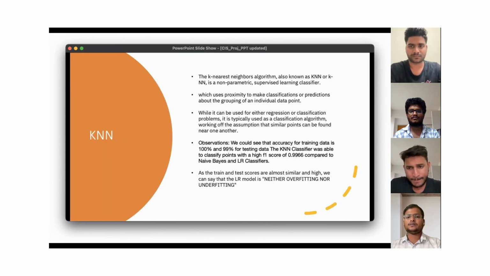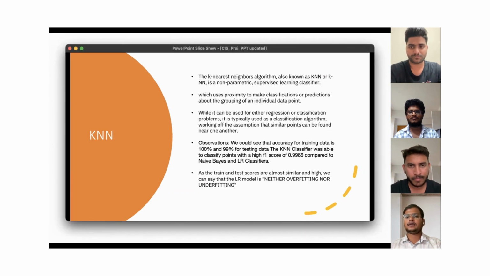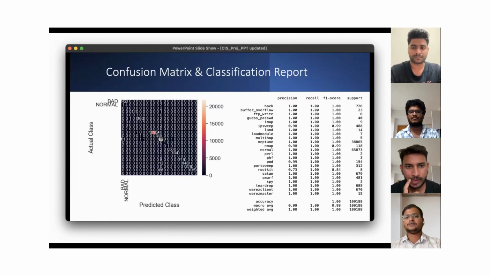And moving on to the next model, which is the KNN model. KNN, the k-nearest neighbor algorithm, is a non-parametric supervised learning classifier, which uses proximity to make classifications or predictions about the grouping of an individual data point. This is the classification report and confusion matrix, which has an accuracy of 100%. We can see here, and this is all about KNN.